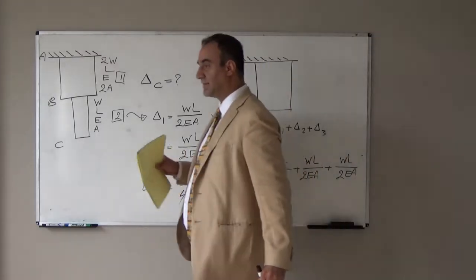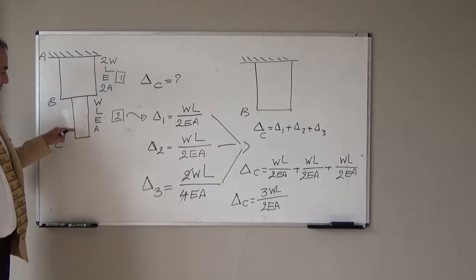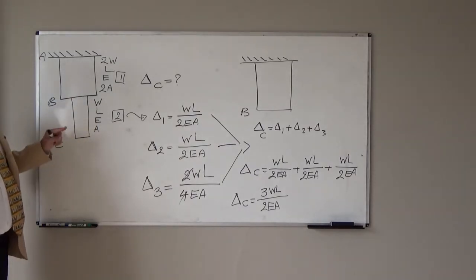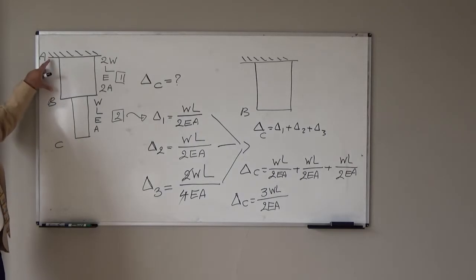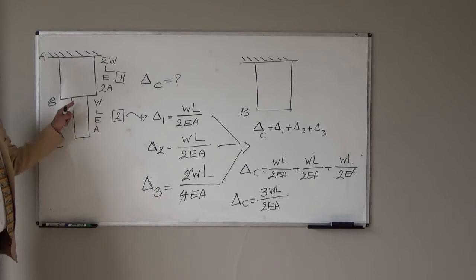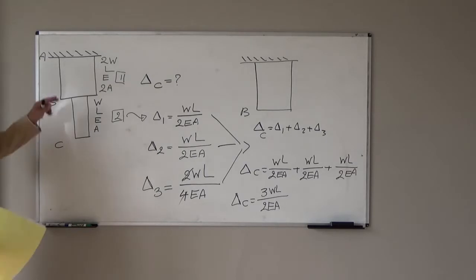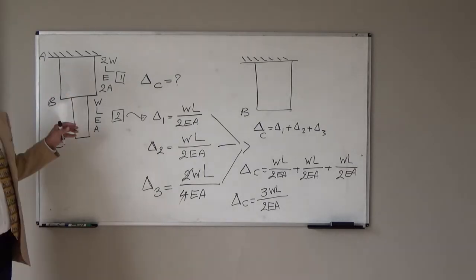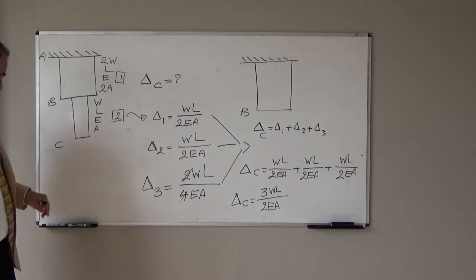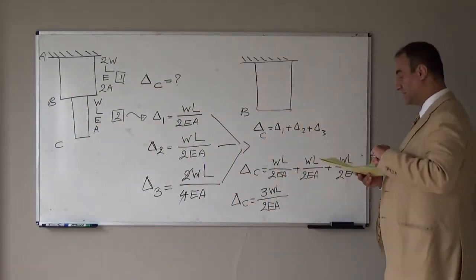So delta 1 is the deformation of this part under its own self-weight. Delta 2 is the deformation of the top part under the effect of weight for the bottom part. Delta 3 is the deformation of the top part under self-weight of the top part. So if we add together, we will find delta C.